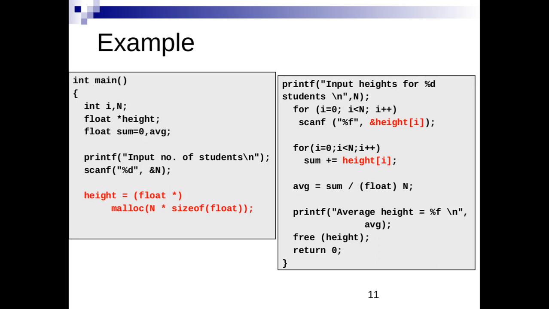Then n heights are read in by scanf using the array notation, &height[i]. The &height[i] is exactly the address of the ith floating point variable in this block of n floating point numbers. And then you can add all these heights and assign the sum to a variable by the name sum in this for loop. There also you can use array notation to access the individual floating point numbers. Finally, you compute the average and print it out.